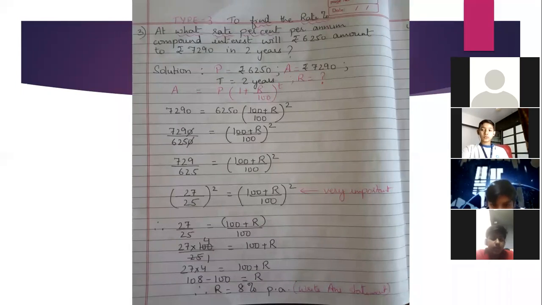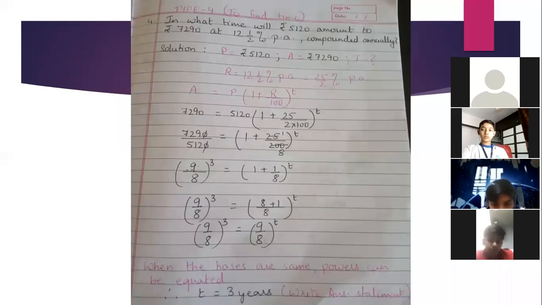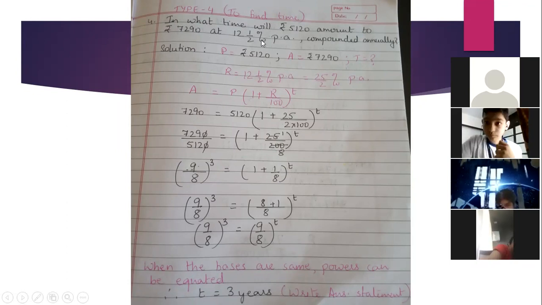Do I move forward? Yes, ma'am. Type 4. To find time. In what time will rupees 5120 amount to 7290 at 12.5% per annum compounded annually?